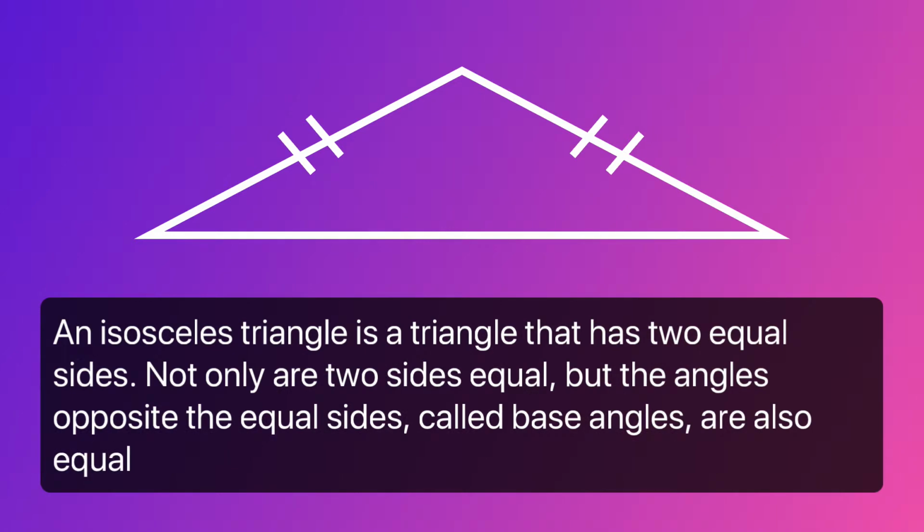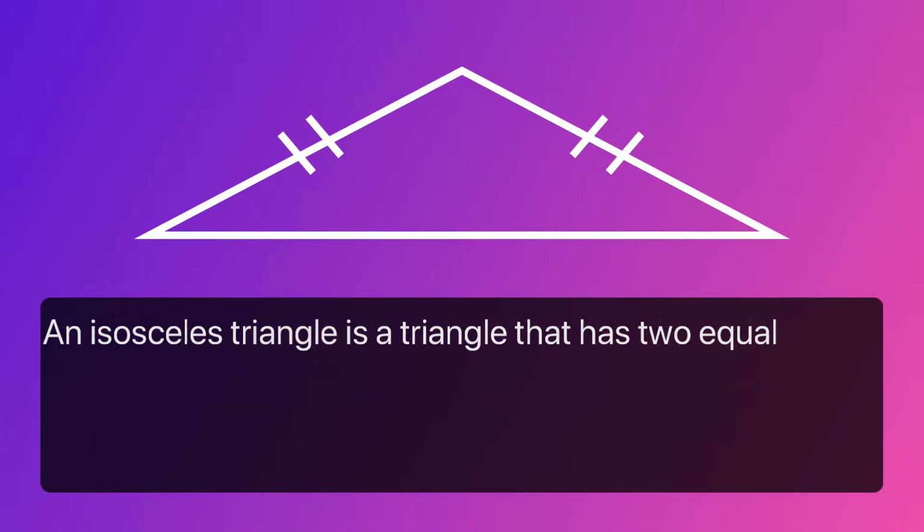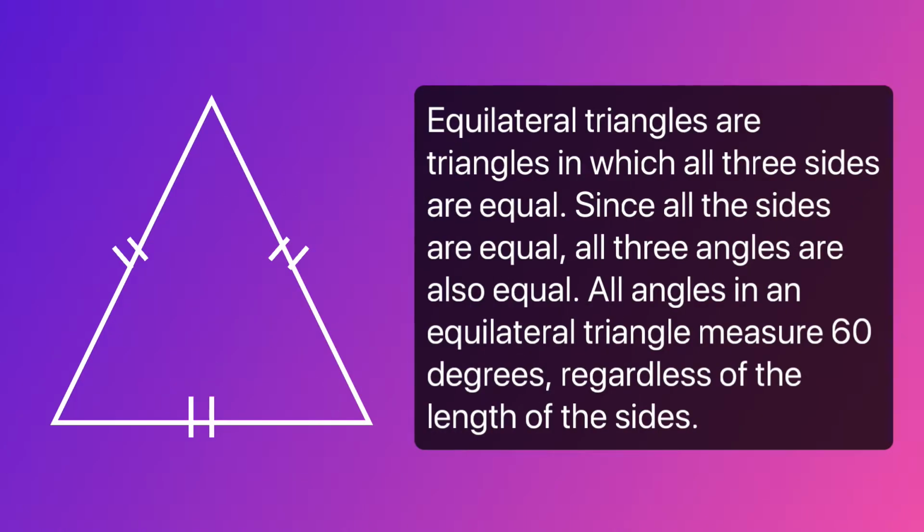An isosceles triangle is a triangle that has two equal sides. Not only are two sides equal, but the angles opposite the equal sides, called base angles, are also equal. Equilateral triangles are triangles in which all three sides are equal. Since all the sides are equal, all three angles are also equal. All angles in an equilateral triangle measure 60 degrees, regardless of the length of the sides.